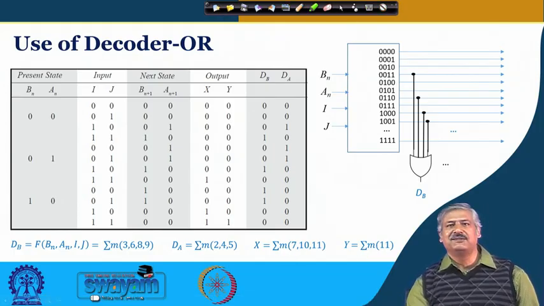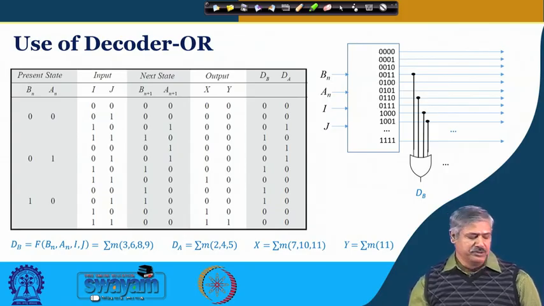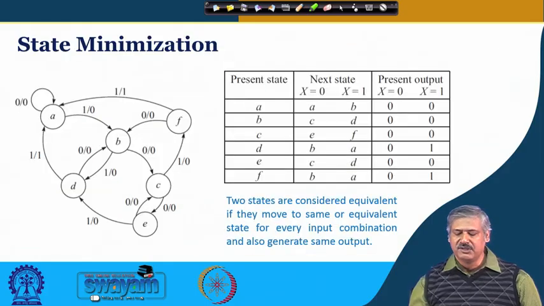Now, we have seen this Mealy model, Moore model and state transition diagram, ASM chart, realization using standard simplification, or by using this kind of arrangement where a decoder can be used to generate the minterms.